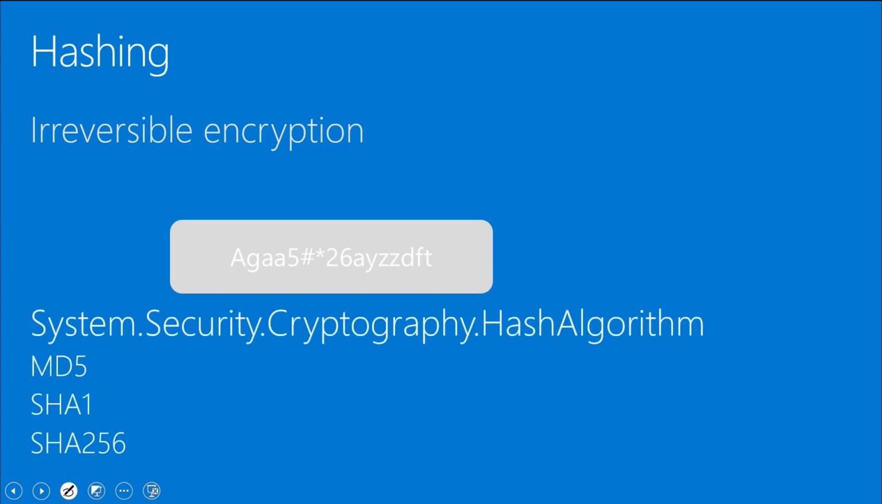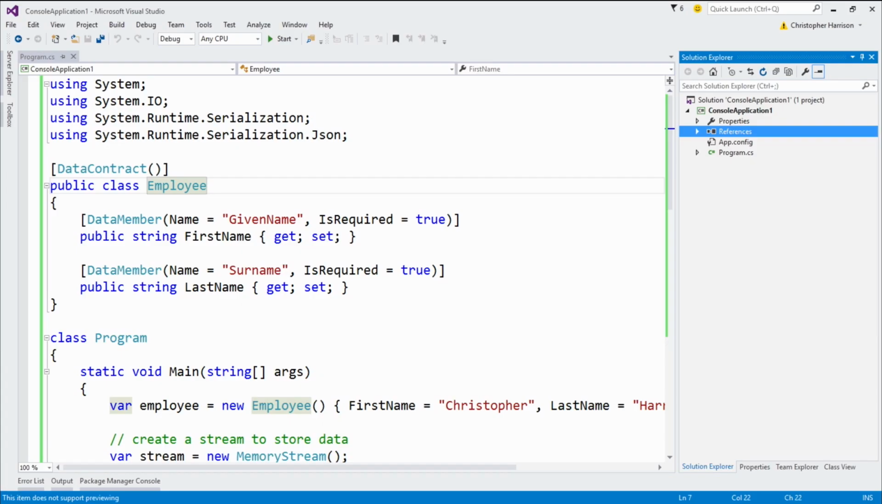And then one more time, there's the namespace, and then there are some common algorithms. We've gone an awfully long time without doing a demo. Let's do a demo. Let's take a look at how we can control serialization in .NET.